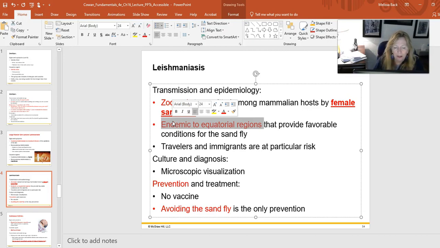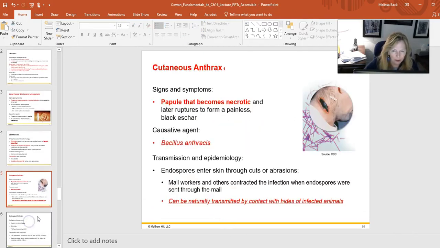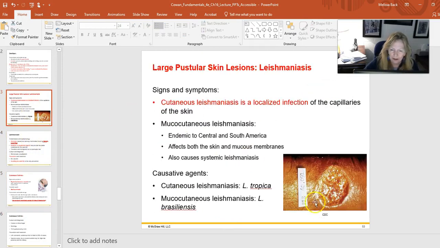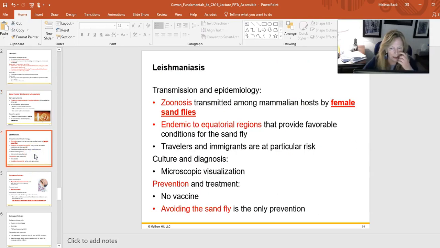And as far as there's no vaccine, the prevention is going to be being aware of, when you're in these regions, to avoid certain pests like the sandfly. So that's really the only prevention. So this is leishmaniasis, and again, it causes a very typical rash, and it is from a protozoa that is actually transmitted through the sandflies.